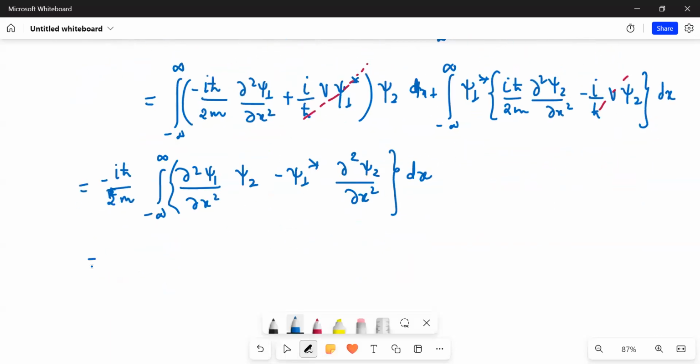Now, if you find this particular thing, what are you going to get? Now let us integrate this. Okay, so let us integrate.